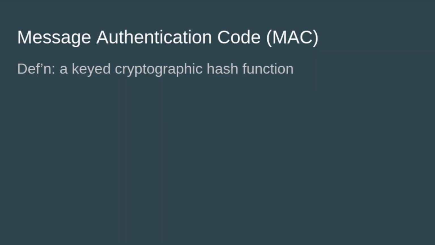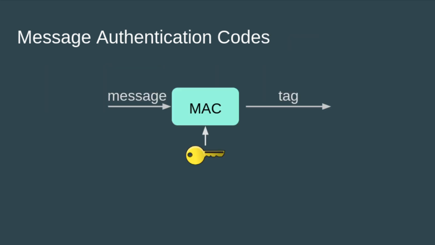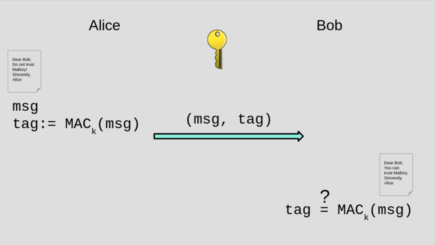A message authentication code is a keyed cryptographic hash function. This is a hash function in which the hash value that is output depends on the input value and on a secret key. The data flow looks like this. You have some message, that message gets input to the MAC, the message authentication code, along with a key, which is also input to the MAC function. And the output is called a tag. So this is the hash value. When we're talking about keyed hash functions, we use the term tag to refer to the hash value.